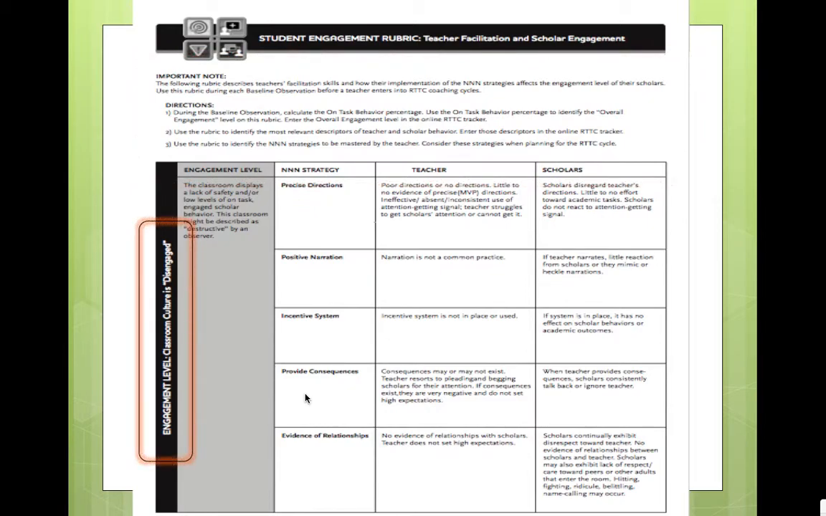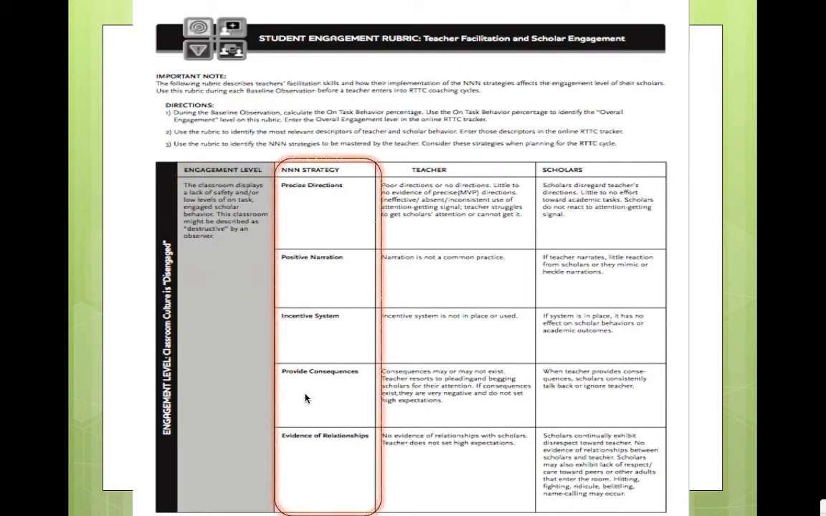In the black bar on the left, it tells us the engagement level of the classroom. For this example, we will be looking at the first of the 5 categories, which is a disengaged classroom. The engagement level descriptor is located here in the first gray bar. Then we look at the no-nonsense nurture strategies in the first white column. Here we see outlined the directions, narrations, incentive and consequences, and evidence of relationships.